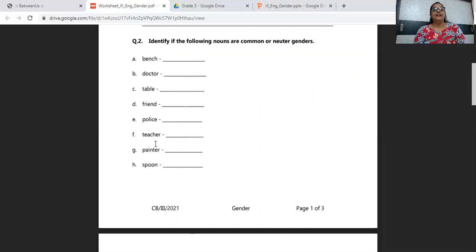Teacher, again a common gender. Painter. Usually we see men working as painters, right? But a painter, one who paints, can be a male or female also. So it is a common gender. And lastly, spoon. It is a non-living thing, so it is a neuter gender.